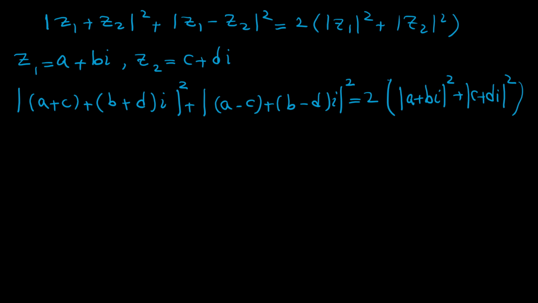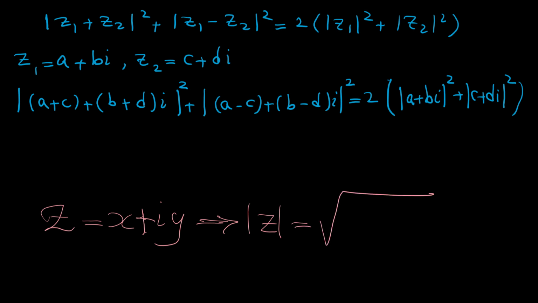Now remember, what is absolute of a complex number? Let me remind you, if we have z equals x plus iy, then its absolute is the square root of the real part to the 2 plus the imaginary part, which is y, to the 2.